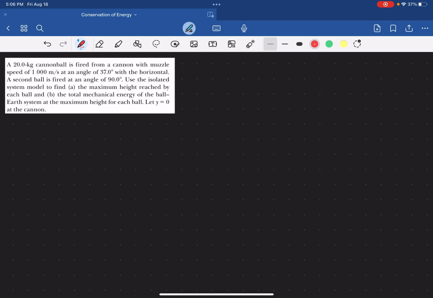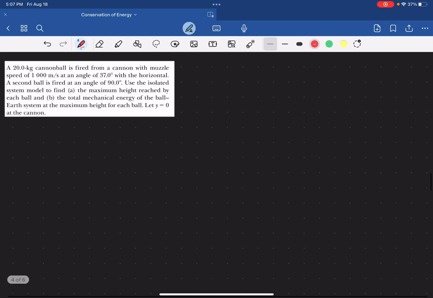Let's work this example. A 20 kilogram cannonball is fired from a cannon with a muzzle speed of 1,000 meters per second at an angle of 37 degrees with the horizontal. A second ball is fired at an angle of 90 degrees. Use the isolated system model to find the maximum height reached by each ball and the total mechanical energy of the ball-earth system at the maximum height for each ball. Let y equal 0 at the cannon.